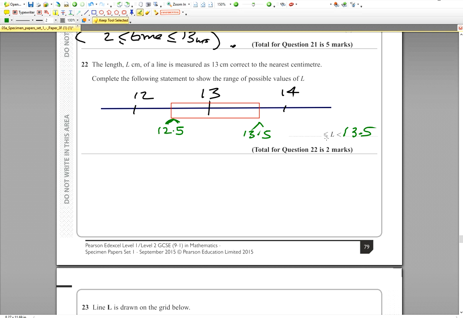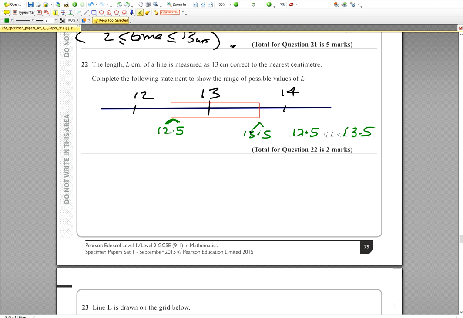So L must be greater than or equal to 12.5, which is correct. So 12.5 can be part of our answer, because everything on this line will go up to 13. And everything which is up to 13.5 but not including will come back down to 13. That's what it means by rounding to the nearest centimeter. So 13.5 is not part of our solution. That's why we have an inequality which says less than. Are we happy with those numbers? Yeah. Let's move on.